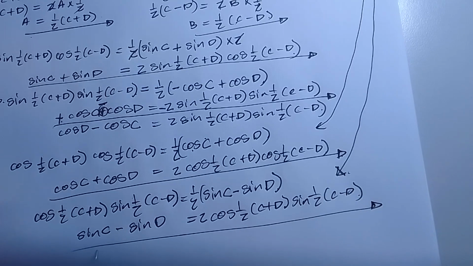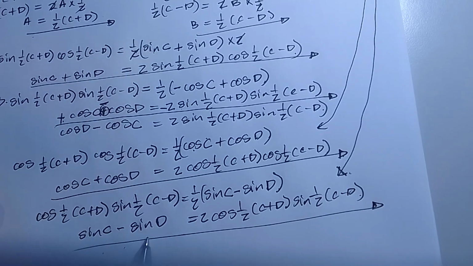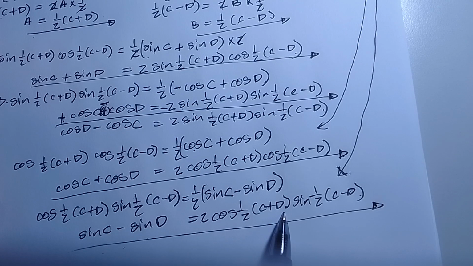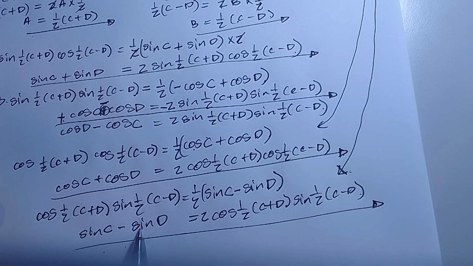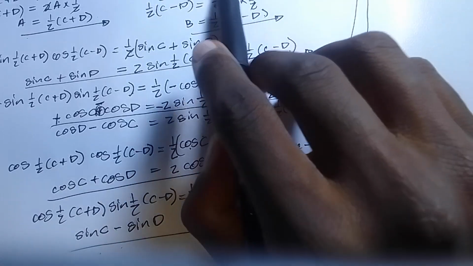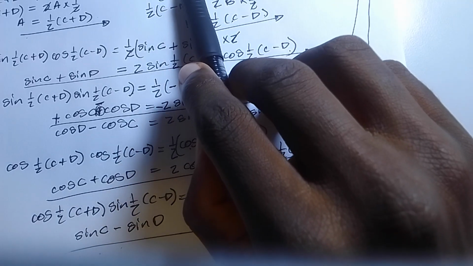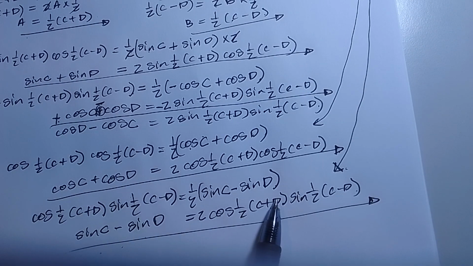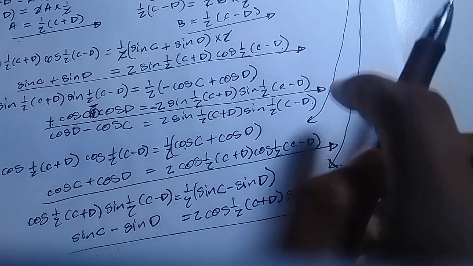Let me check this one too. That's sine minus sine 2 half cos plus, wait a second, sine. I think I made a mistake copying the question here. Oh, it's cos. Oh, no, it's correct.